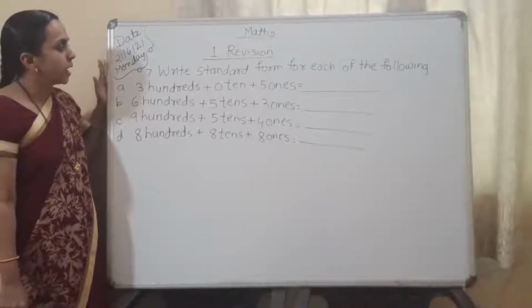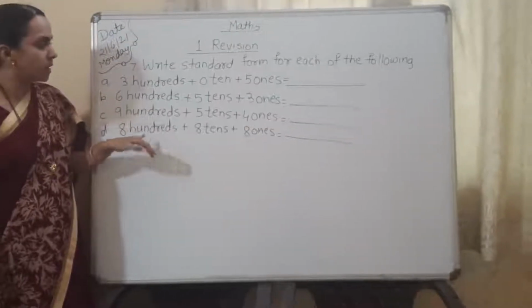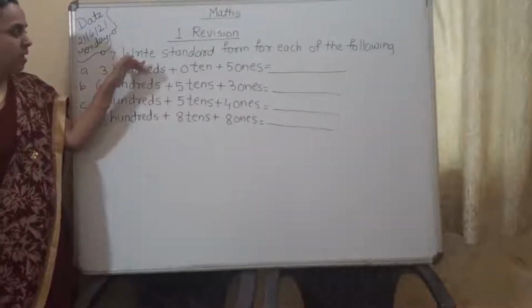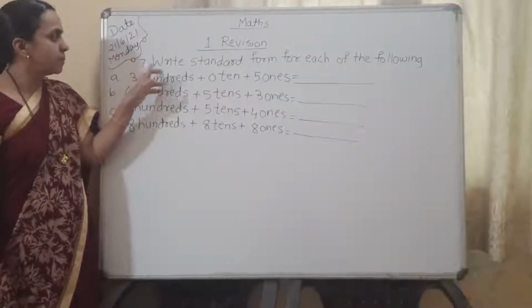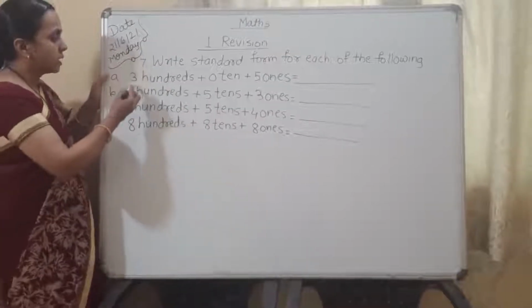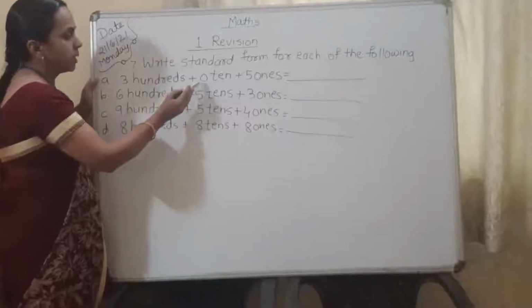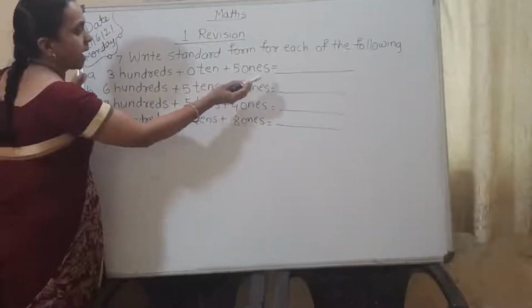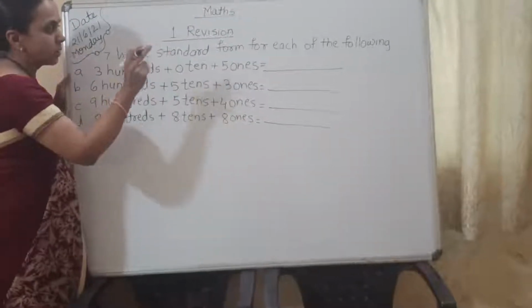Students, today we will see our page number 7, question number 7. What is the question? Write standard form for each of the following. See what is given here: 3 hundreds plus 0 tens plus 5 ones. That we have to write in the standard form.